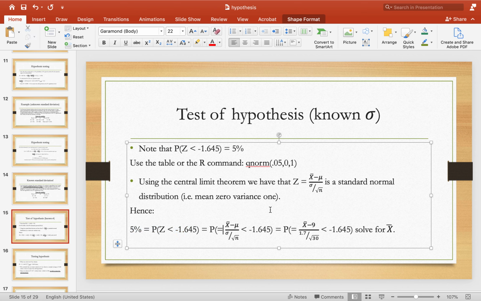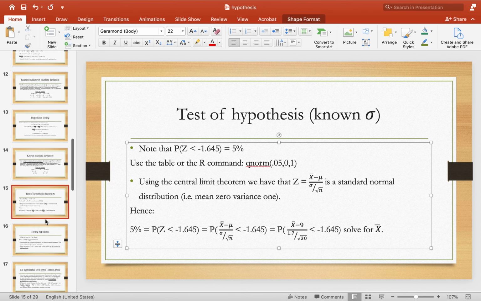And I can replace the standard normal distribution by this quantity by the central limit theorem. So now I just plug in what I know. Under the null hypothesis, the mean is 9. I have 1.7 for the standard deviation. I have the sample size. Then I just solve for x bar.